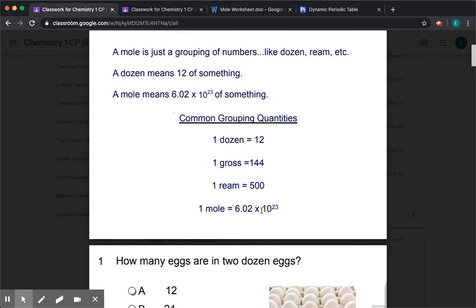So that's the part I need you to get into your head. All a mole is, it's just a value. A mole is just a number, and that number is 6.02 times 10 to the 23. That number is special because if you have that number of atoms, you have the atomic mass in gram form. And that applies to formulas as well, and we'll get there in a second.